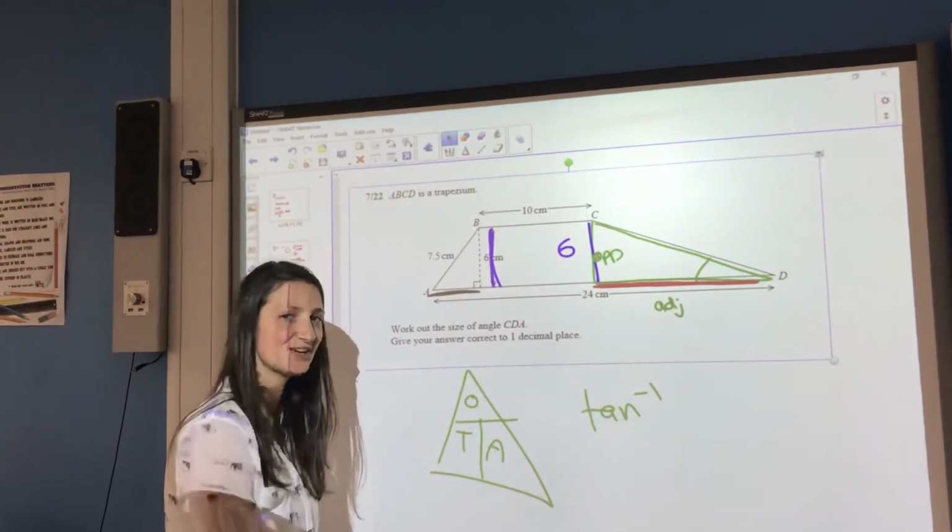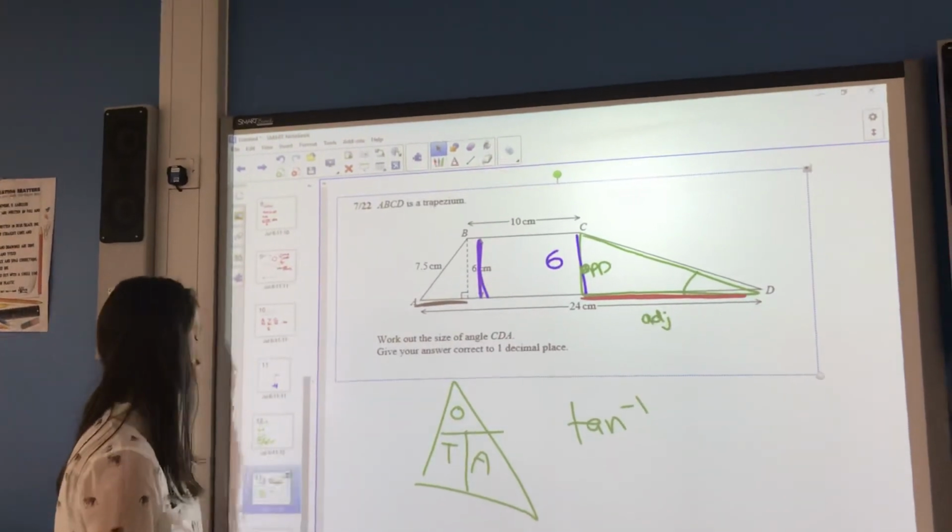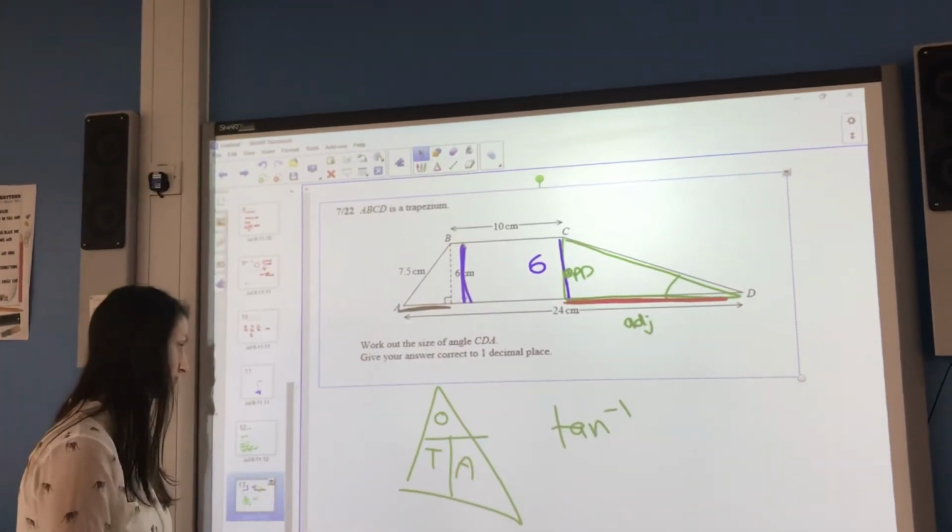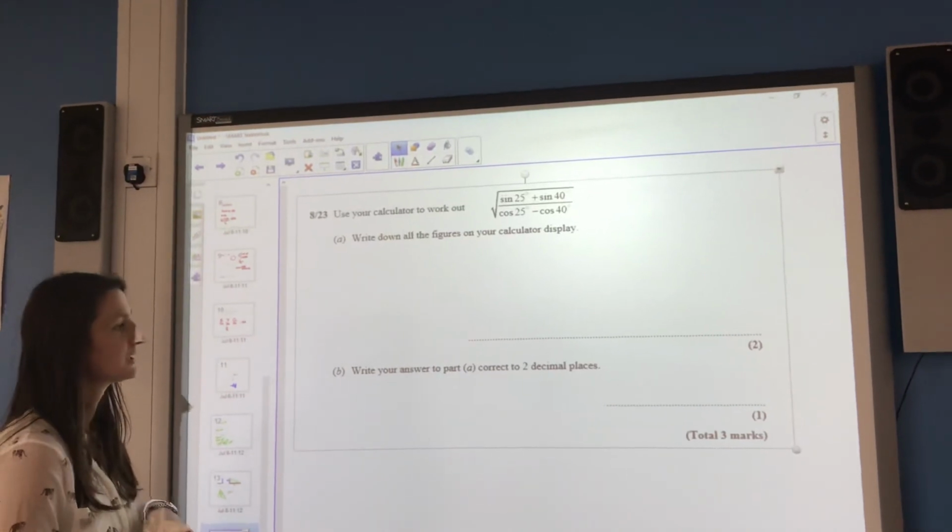Pause the video, give it another go, and remember that you will be going through it in your lessons next week. So if you're still not sure, no need to worry.